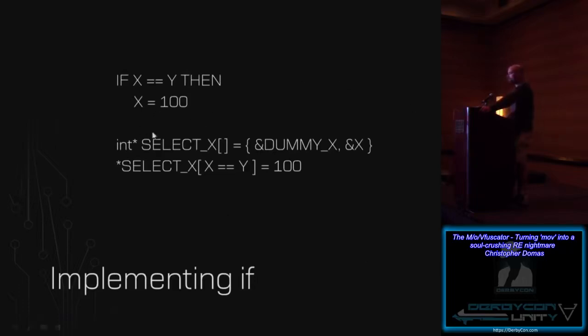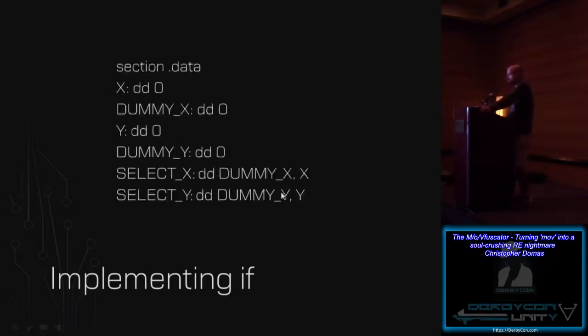So in C, that might look something like this. We could build up an array of pointers, with the first being a pointer to the dummy data and a second being a pointer to real data. We can then use the results of our equality check to select between one of those two pointers, dereference it, and assign 100 to whatever it points to. So that's what that looks like in C.